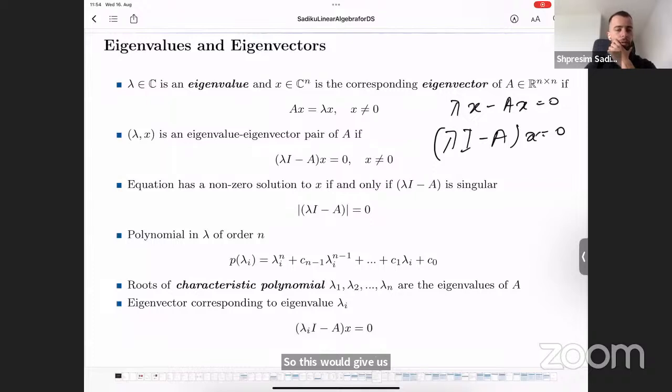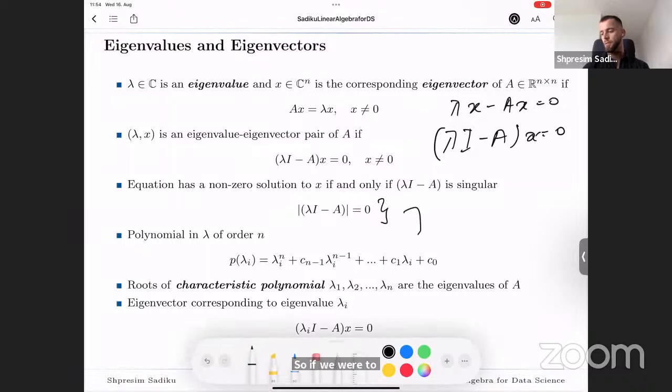And this equation has a non-zero solution for x if and only if the matrix lambda times the identity minus the matrix A is singular. As we saw before, this means that its determinant is 0. So the determinant of lambda times I minus A is equal to 0. This results in a polynomial in lambda of order n, whose roots lambda 1, lambda 2, to lambda n of this so-called characteristic polynomial are the so-called eigenvalues of the matrix A.